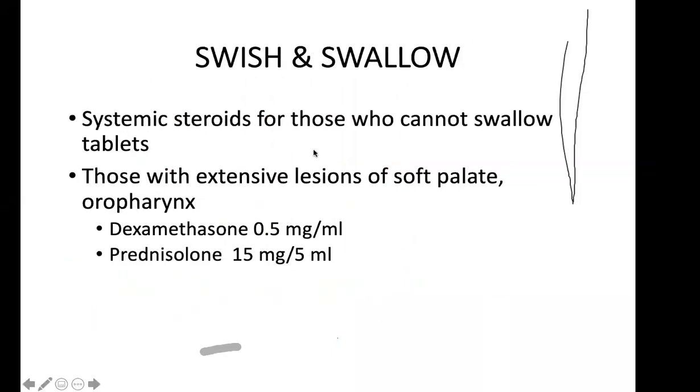So typically when you need to give patients systemic steroids, but because they have these painful lesions of their soft palate, their oropharynx, they are not able to swallow something that's hard and firm. So in that situation, you can give them swish and swallow rinses. Some common formulations are dexamethasone and prednisolone. And typically the dosage is going to be anywhere from 1 to 2 teaspoons 3 times a day. And we'll talk about that soon.